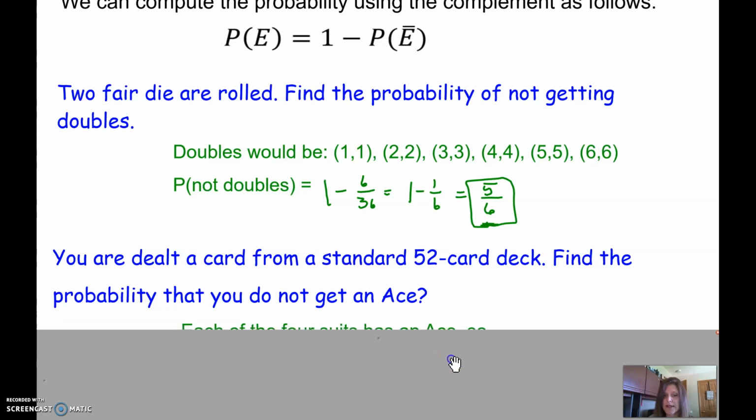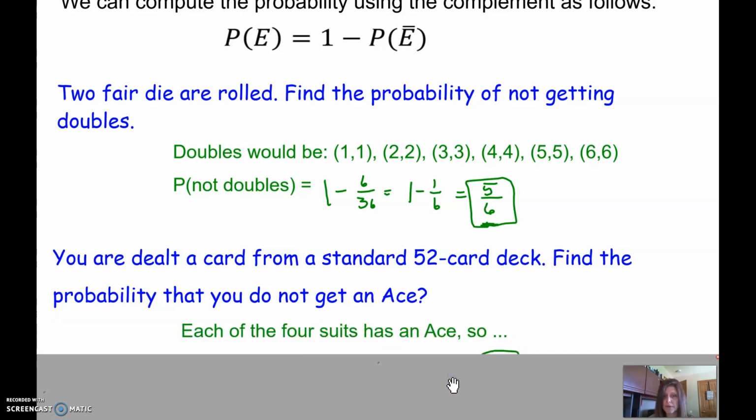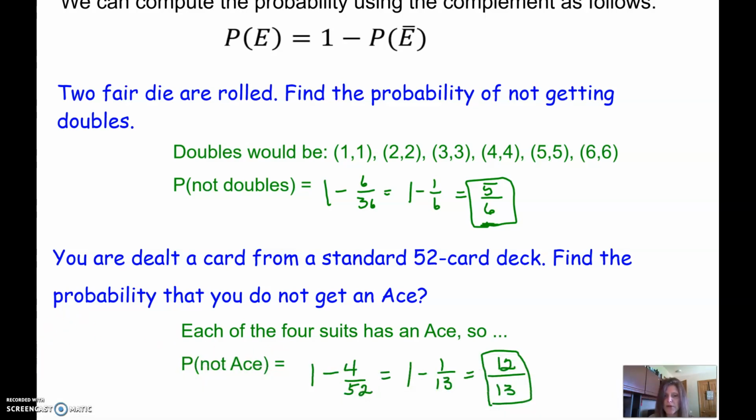Okay, let's see how you did. Well, there are 4 suits in our deck of cards, and each one of those has an ace, so that means there are 4 aces, right? So that means the probability of not getting an ace is 1 minus that 4 out of 52, or 1 minus 1/13, for a final answer of 12/13. Again, you can use your calculator to help with the fractions. Let me know if you have any questions.